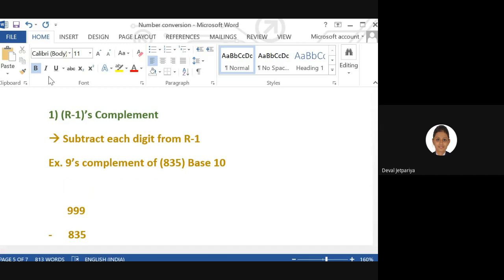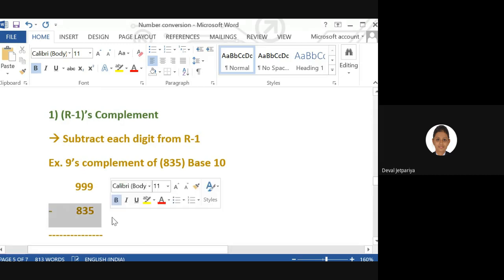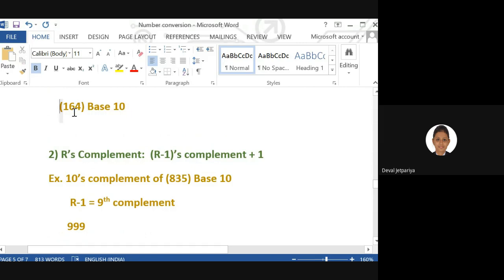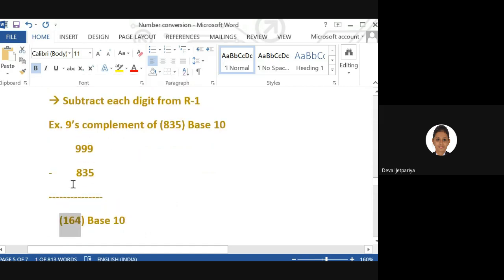See, this is r minus 1 and we need to find out ninth complement. So from 999 we are subtracting our number, right, and we are getting 164. This is simple subtraction. Okay, so this is our answer, right?